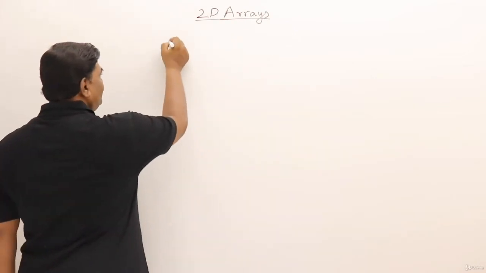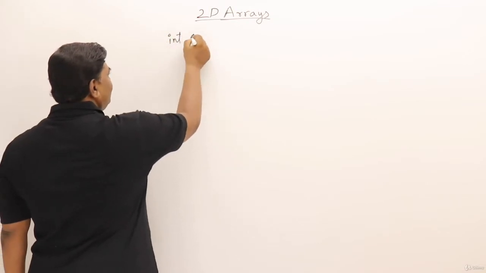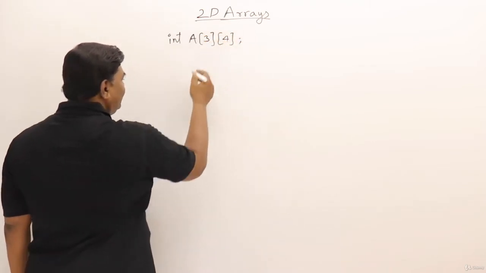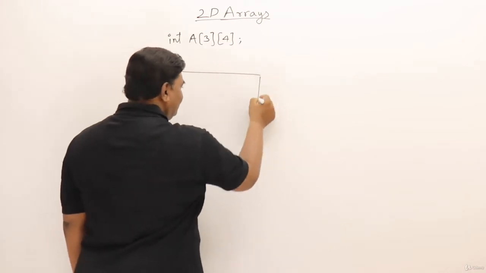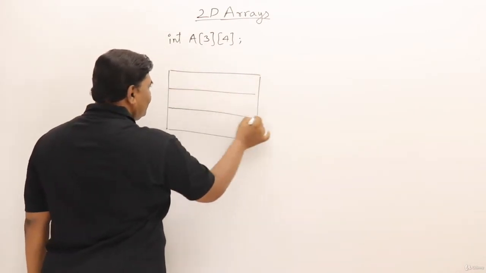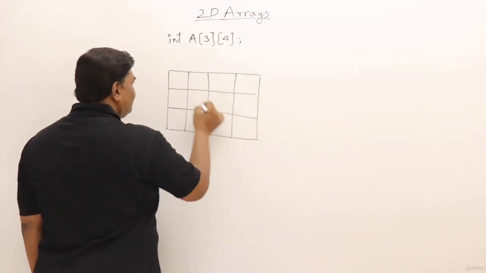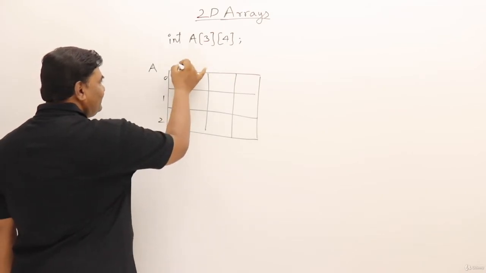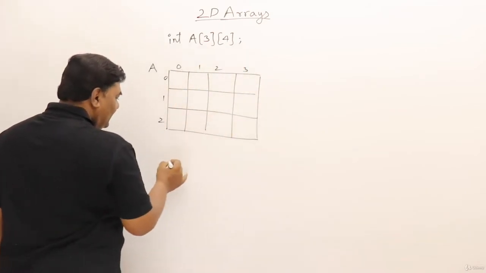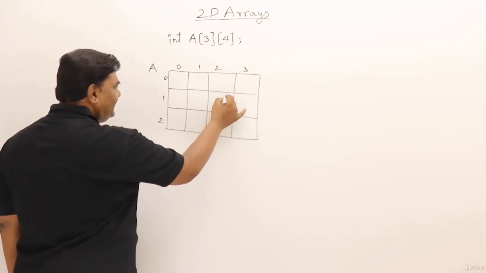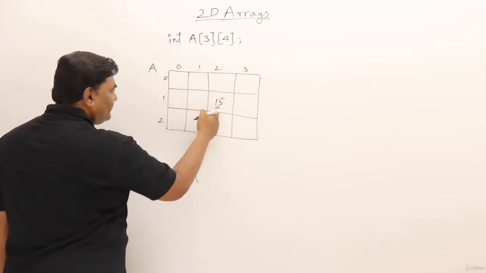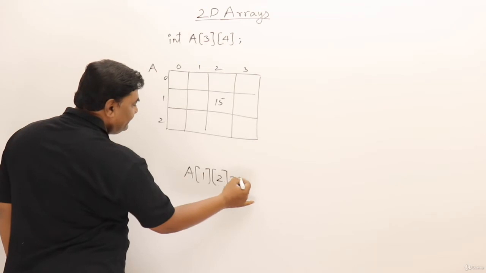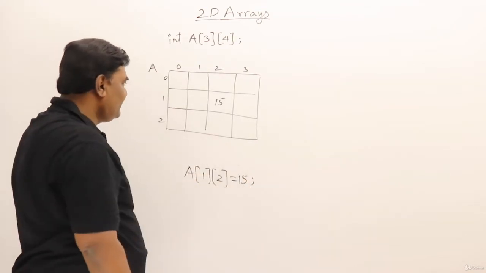See, the method for creating a two-dimensional array is: int A of first dimension 3 and second dimension 4. Now if I create it like this, we imagine that the array is created with 3 rows and 4 columns, where the name of the array is A, and this is row 0, 1, 2, and this is column 0, 1, 2, 3. And when you want to access anything, like here I want to write 15, then I should say A of first row 1 and second column 2, assign 15. This is how we can access any location.